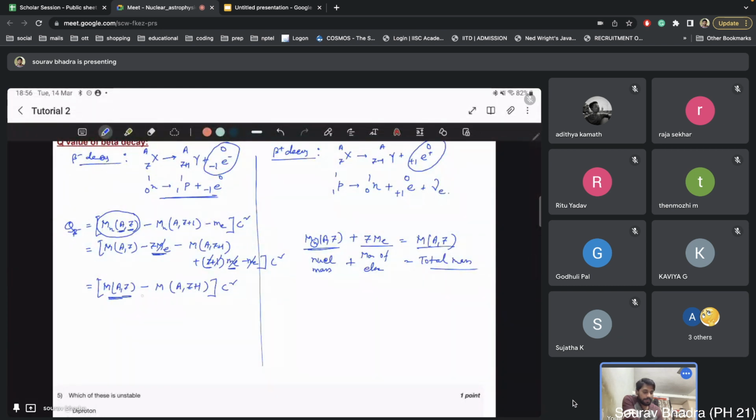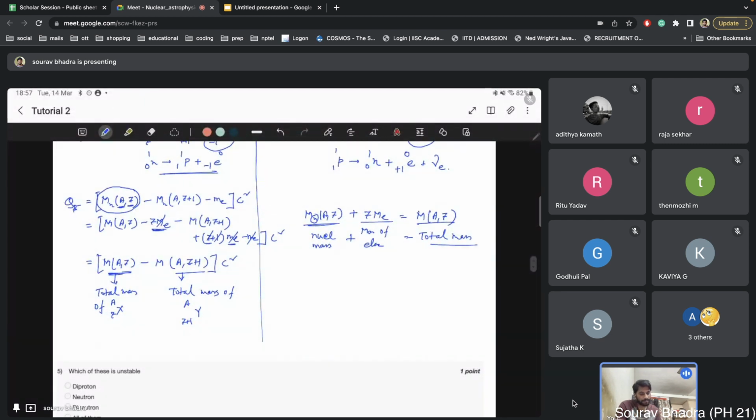Now here it is the total mass, that means the atomic mass, total mass of X, A, Z, and this is the total mass of Y, Z plus 1, A. Okay. So this is how you can express the Q value. Now another interesting thing, you can say that if the mass of X is greater than the mass of Y, then your Q beta will be positive. That means it will release energy.